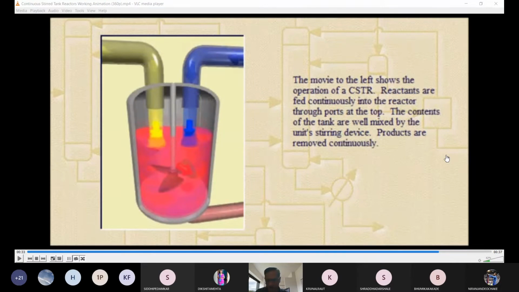In the CSTR, feed is continuously coming in and product is continuously being removed. So input flow rate is equal to output flow rate. That is why the level of the reactor can be maintained constant. Volumetric flow rate of the feed is equal to volumetric flow rate of the product. So is the difference between batch reactor and CSTR or mixed flow reactor clear to all of you? Okay. So we were looking at the derivation yesterday. We'll continue from there.